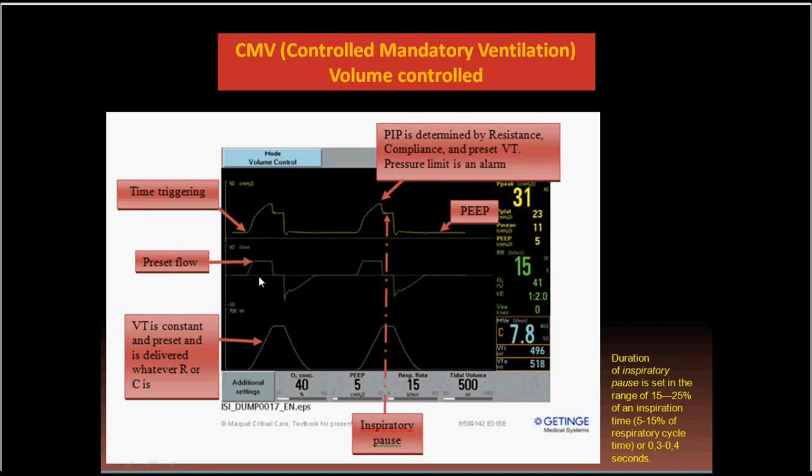When you come to the flow, this is rectangular. This is a fixed flow, maintained at 60 liters per minute or whatever it is, for the inspiratory time, until the delivery of the tidal volume, and after that, no more flow. The inspiratory limb is occluded, no more flow. And then we come to the expiration.